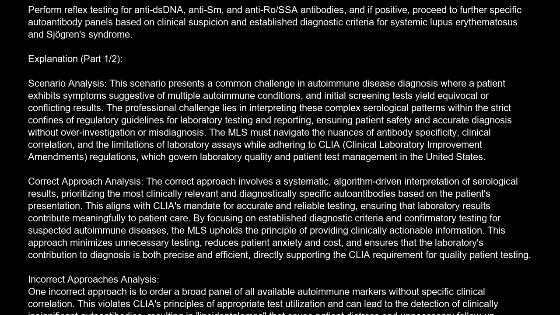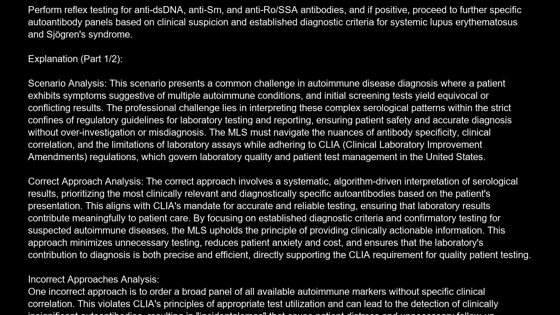Explanation. Scenario analysis. This scenario presents a common challenge in autoimmune disease diagnosis, where a patient exhibits symptoms suggestive of multiple autoimmune conditions, and initial screening tests yield equivocal or conflicting results. The professional challenge lies in interpreting these complex serological patterns within the strict confines of regulatory guidelines for laboratory testing and reporting, ensuring patient safety and accurate diagnosis without over-investigation or misdiagnosis.